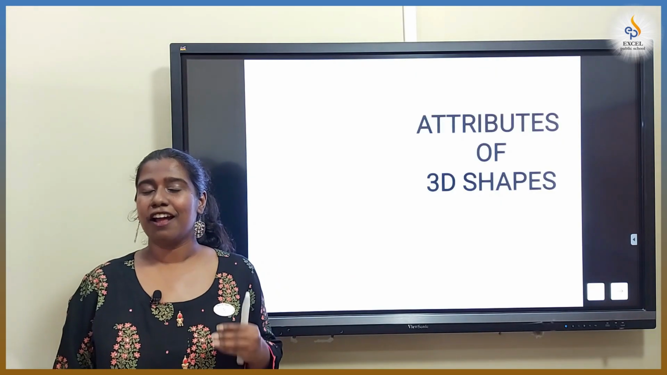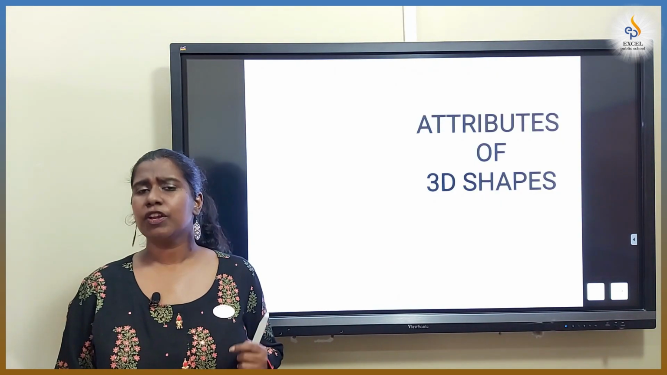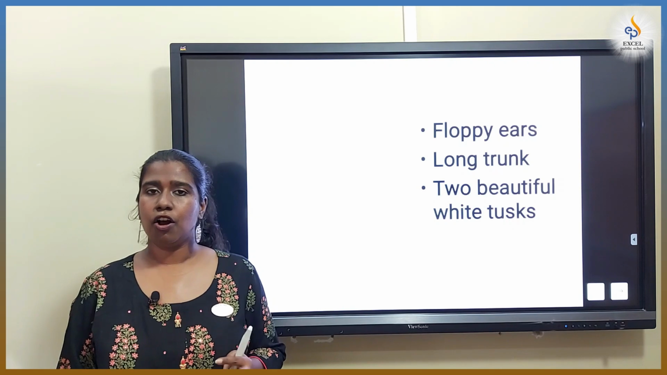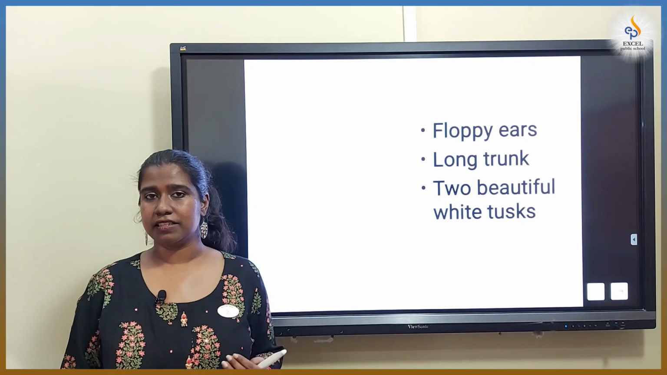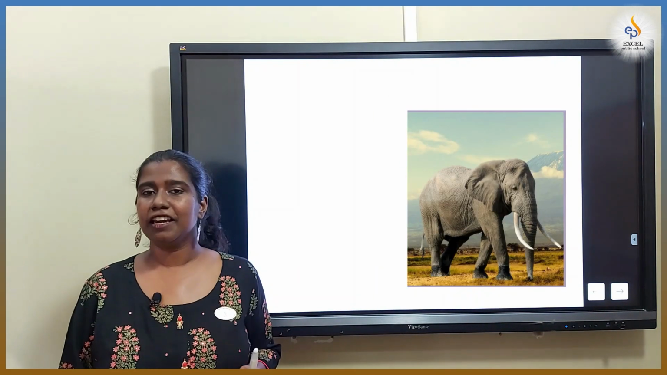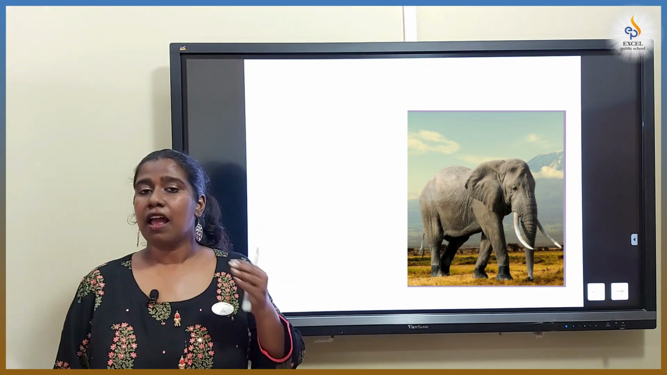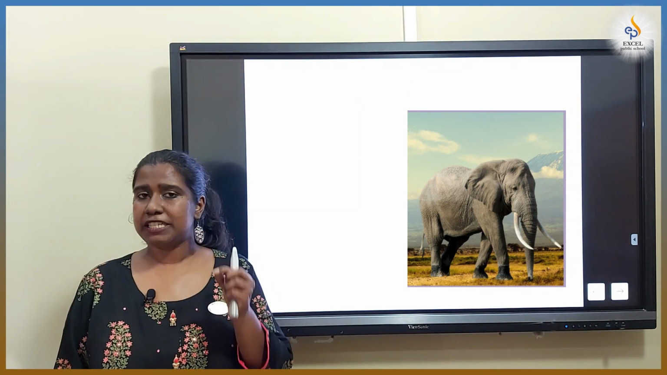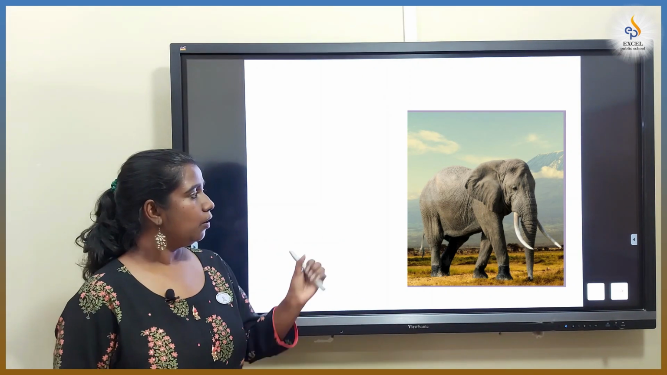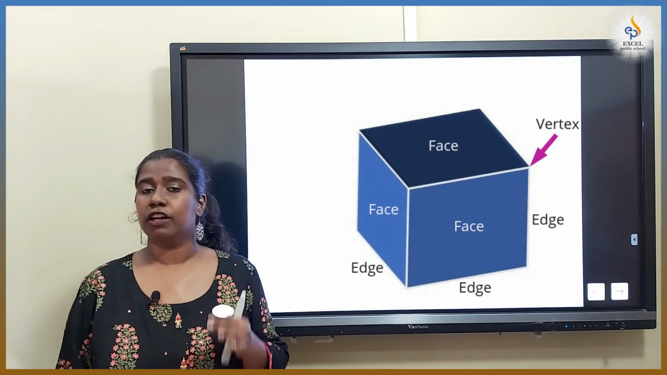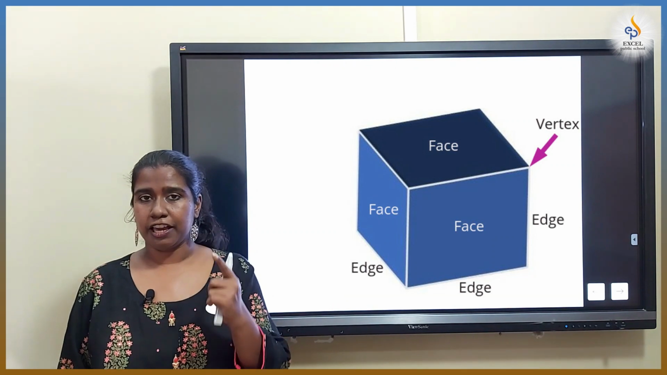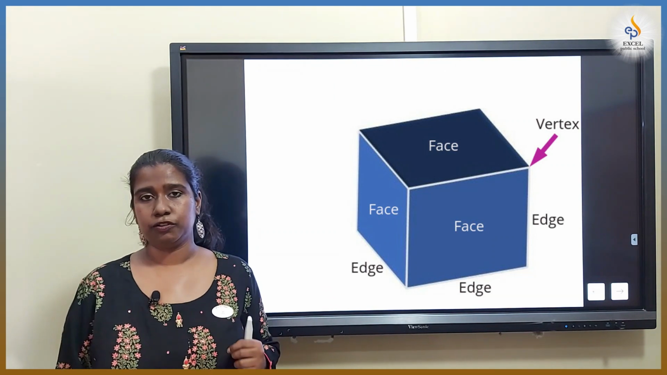Kids, now let's learn about the attributes of 3D shapes. What do you mean by attributes? If I tell you floppy ears, long trunk and 2 beautiful white tusks, what comes to your mind? I hope you all are thinking about an elephant. So that means attributes are those specific qualities which describe an object. Now, when we talk about the attributes of a 3D shape, there are 3 words which will be very important. That is face, vertex and edge.